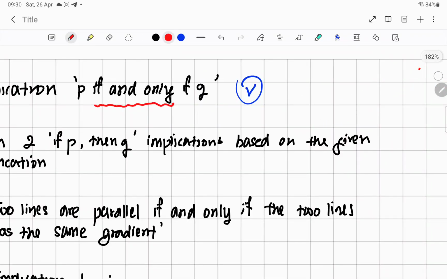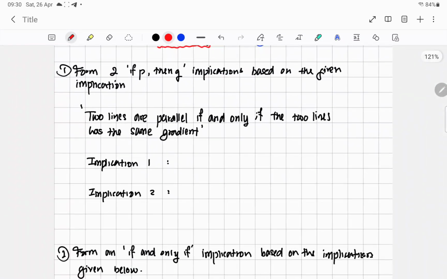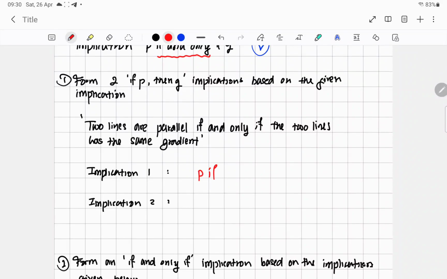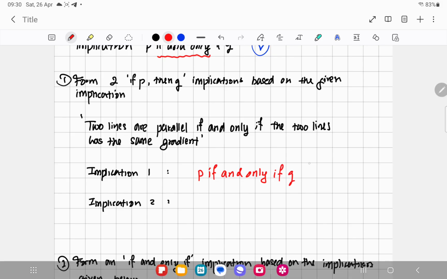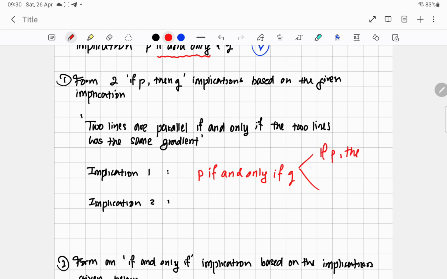So you can break the P if and only if Q, right? This is the implication. You can break it into two types of implication. If P then Q. The second type is if Q then P. So you can have two types of implication: the first one starts with P and then Q, the second type starts with Q and then P.